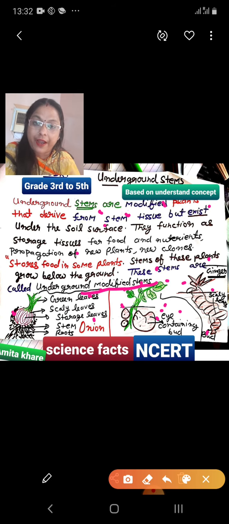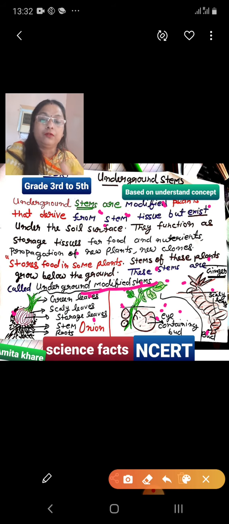So how can we define an underground modified stem? Some plants store food. The stem of these plants grows below the ground, and these stems that grow below the ground are called underground modified stems.